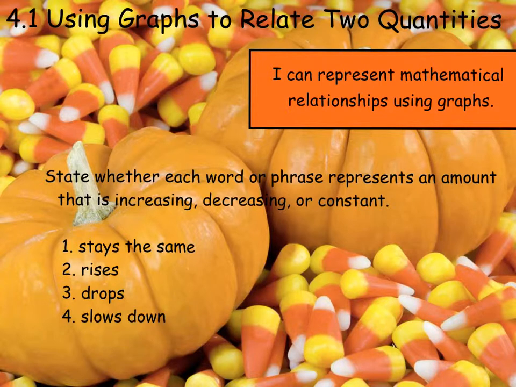So we need to know if the phrase represents an amount that's increasing, decreasing, or constant. And remember, constant is stays the same. And so stays the same, number one, we know it's a constant. Rises is increasing, drops is decreasing, and slows down is also decreasing. And that's essentially what we're doing today, looking at graphs or reading examples and figuring out what a graph would look like. Is it increasing, decreasing, or constant?